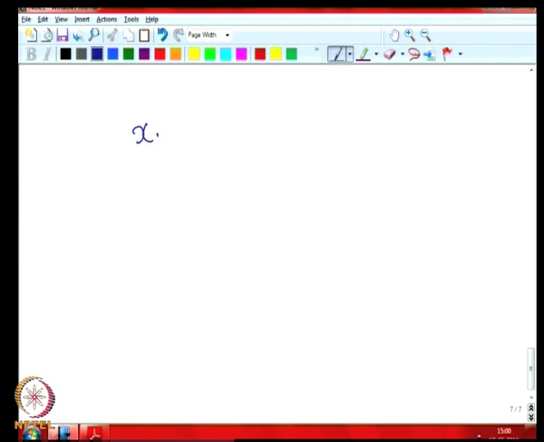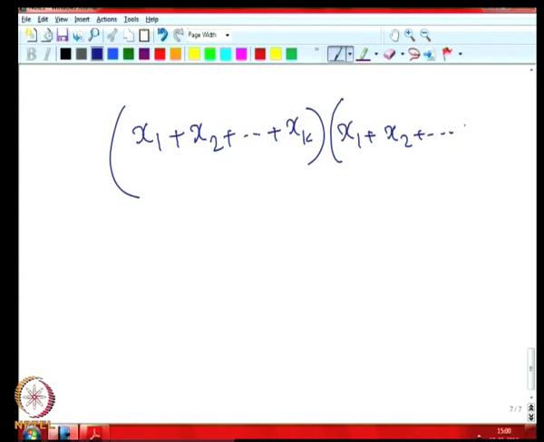Now how does it happen? x1 plus x2 plus up to xk, into x1 plus x2 plus up to xk. This is the same way we proved the binomial formula. Similarly we repeat it n times: x1 plus x2 plus x3 plus up to xk.